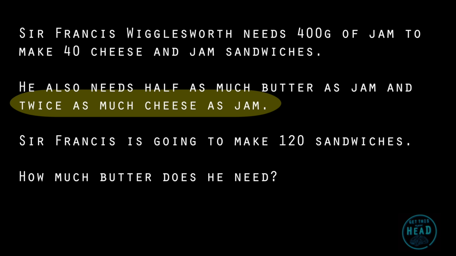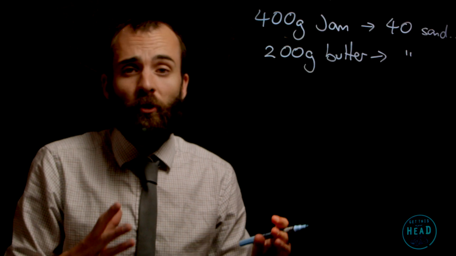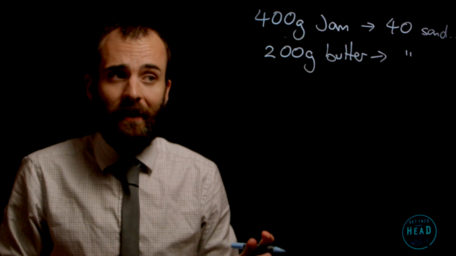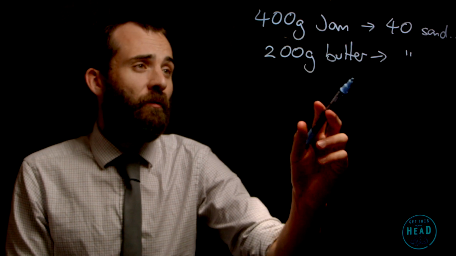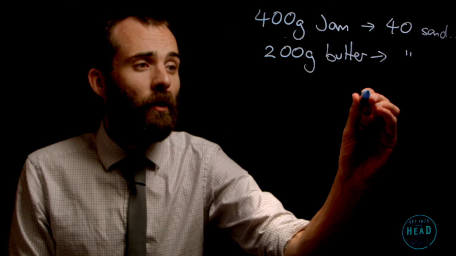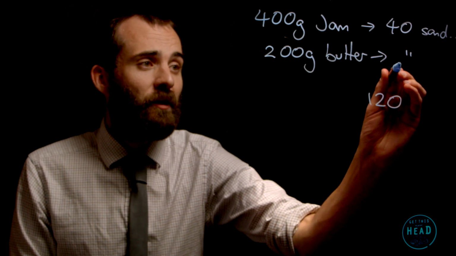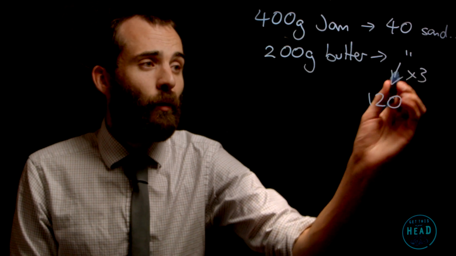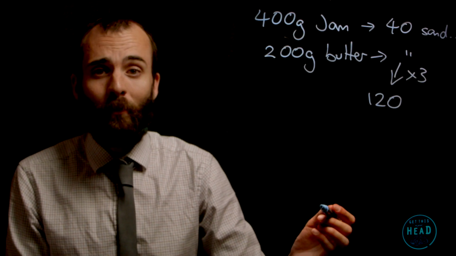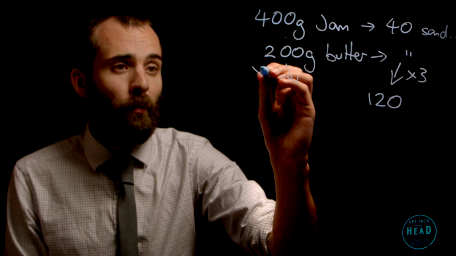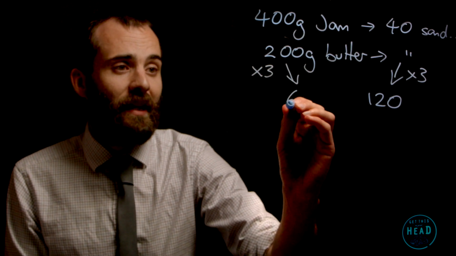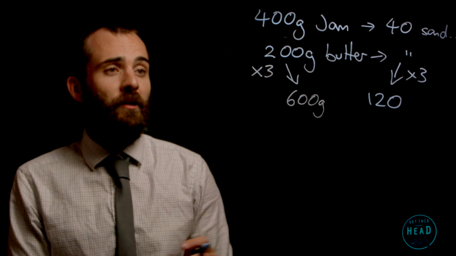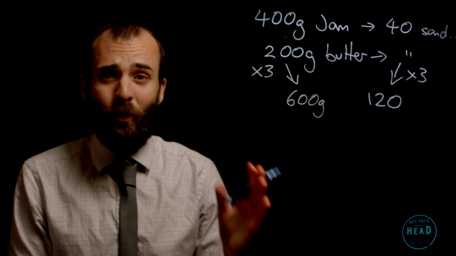Now, it also says here that he needs twice as much cheese as jam, but in this bit of the question, we're not actually asked about cheese at all, so we can ignore that for the moment. Instead, we're asked if there are 120 sandwiches, how much butter is needed? Well, I've worked out that there are 200 grams of butter for 40 sandwiches, so if I want 120 sandwiches, I have to multiply the 40 by 3, therefore I'm going to multiply my 200 by 3 as well, keep it in proportion, and that gives me 600 grams of butter. 600 grams of butter for 120 sandwiches.